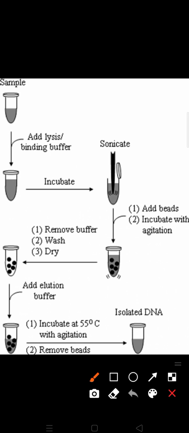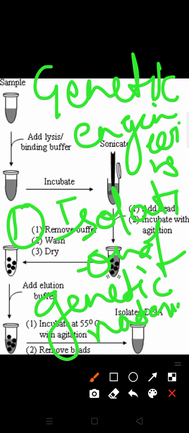So the first step of it is isolation of genetic material, or isolation of the gene of interest. Okay, so in the first step we will discuss isolation of genetic material. How your gene of interest can be isolated, that is the first step.